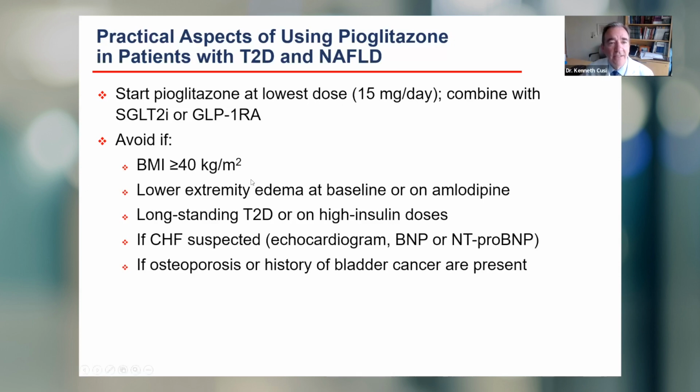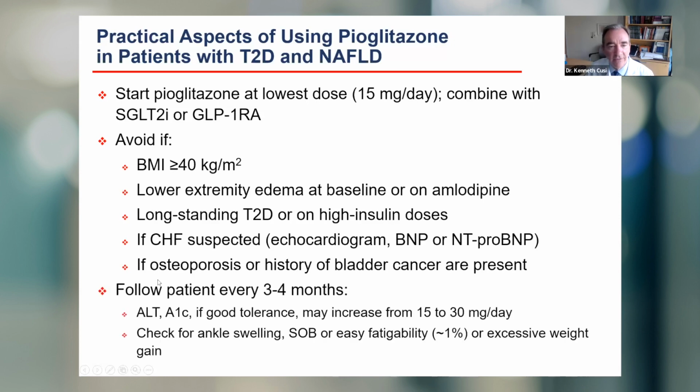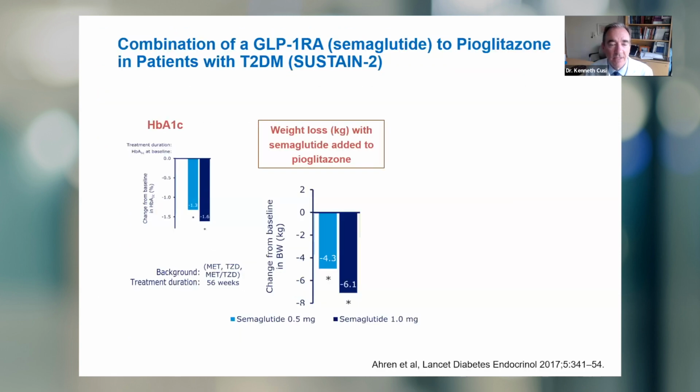I avoid it if you have a high BMI or if you already have edema, which is common in people with high BMIs. If you're taking a high dose of insulin, you might gain more weight. And again, be careful if they have a history of osteoporosis. Most studies of bladder cancer have now been negative. And then just follow. If the 15 milligram is well tolerated, just increase it to 30. And nowadays, I just rather use 30 milligrams in most of my patients.